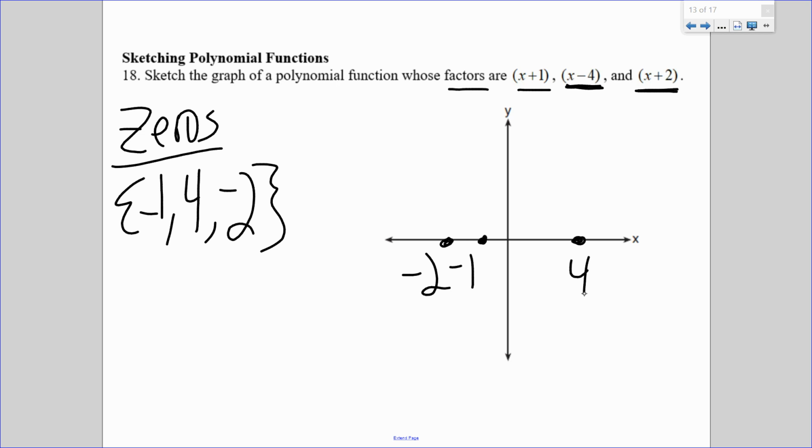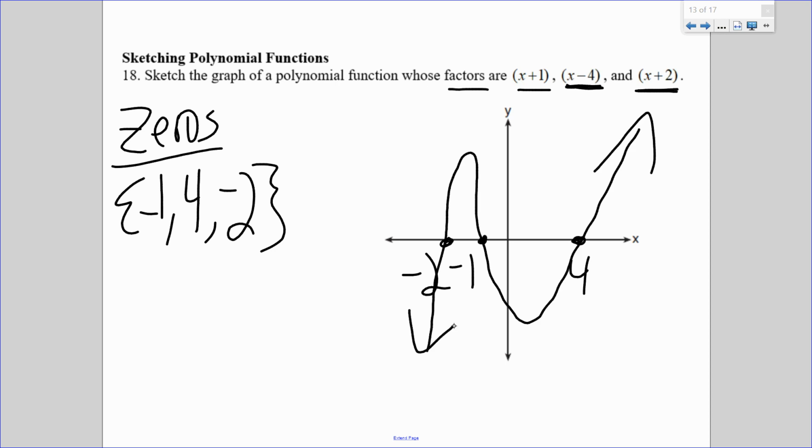No. It doesn't specify if it's positive or negative. It doesn't specify what the y-intercept is. So because they're not double roots, they're going to pass through. It doesn't matter if you open it up, if you open it down, how bouncy it is. Any polynomial graph that goes to those points will be sufficient for points.